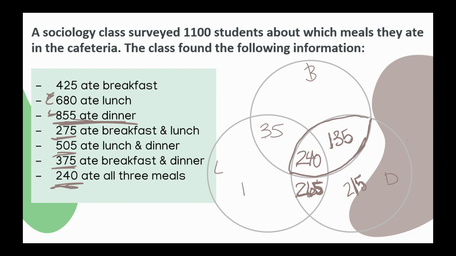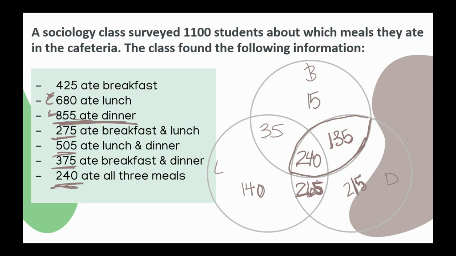And so for lunch, I got 140. And then for breakfast, I got, let's see, 15. Okay, go ahead and check my math. Make sure that I'm correct on that. Make sure that I got all the numbers right.